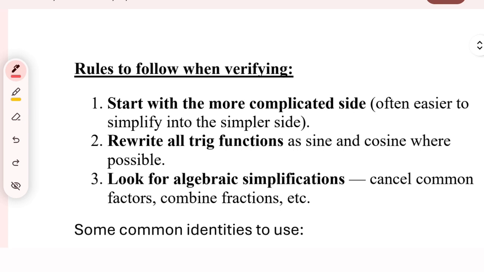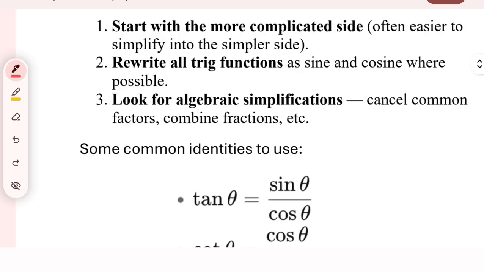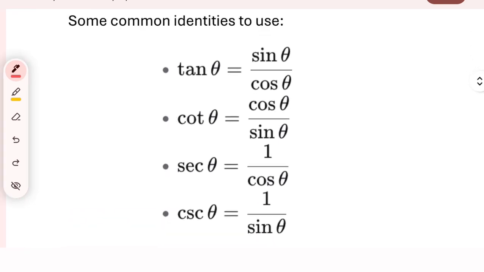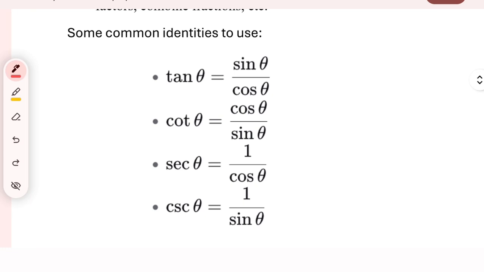If it is possible for you to convert tangent, for example, or cosecant or cotangent into sine and cosine, then do it. You rewrite trigonometric functions into much simpler ones like sine and cosine. The third rule is to look for algebraic simplifications like canceling common factors or combining fractions. If you can cancel them, it's good. If there are fractions, combine them to simplify. And of course, here are some common identities that you could use: the tangent, cotangent, secant, and cosecant.